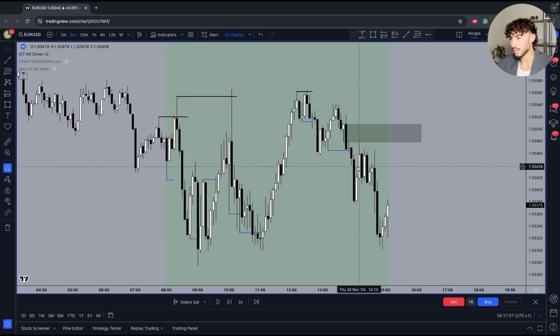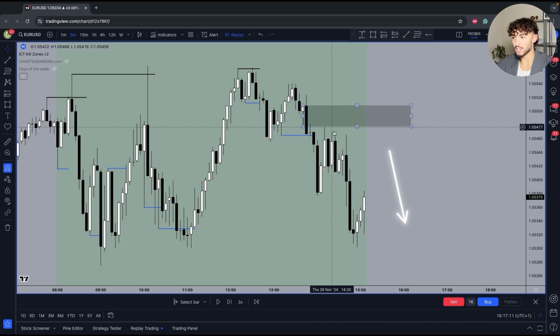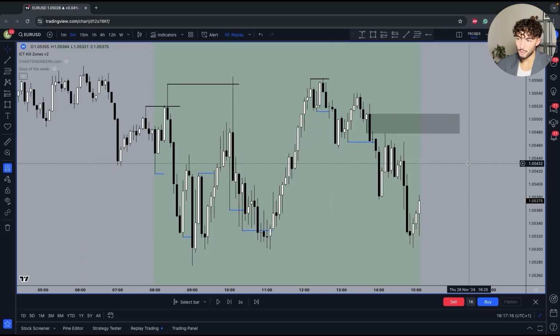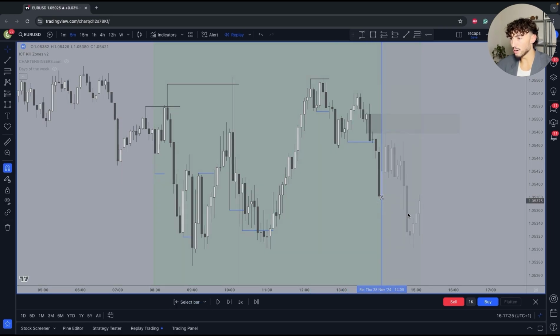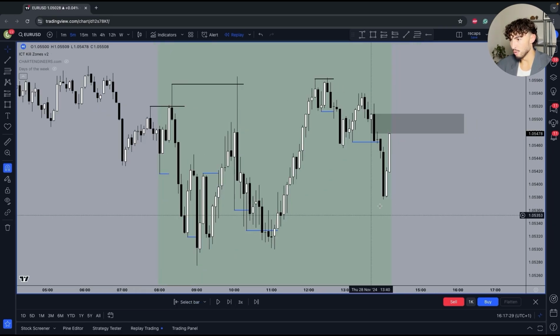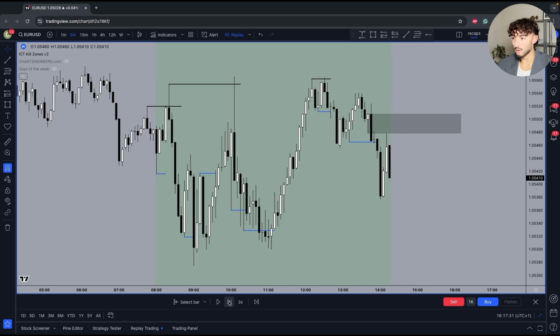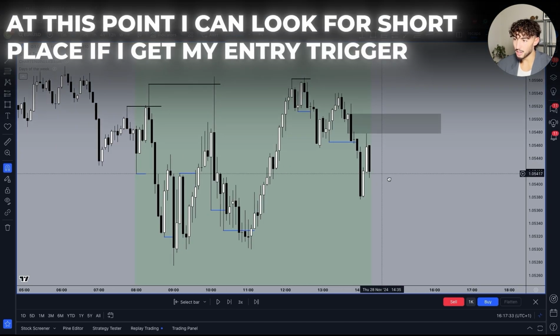And then you can see it was being respected and it moved lower, but I don't think there were any entries here. The only time there was confirmed order flow was exactly at this region, right here, where the market structure break to the downside happened, and then you can see where they pull back into the order block, and the order block is being respected here. So at this point I can look for a short place if I get my entry trigger.